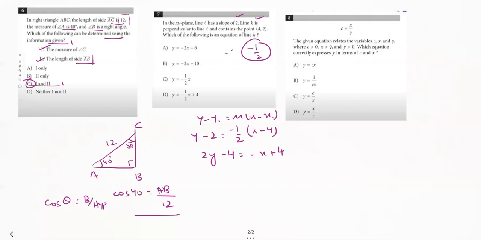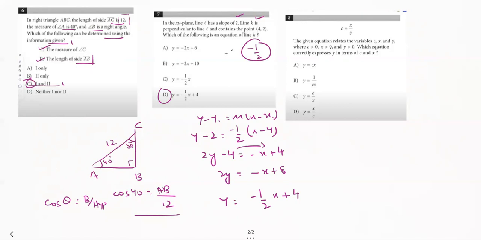Then we have, if you take minus 4 over there, it becomes minus x plus 8 equivalent to 2y, and y is equivalent to minus half x plus 4. Okay, clear?